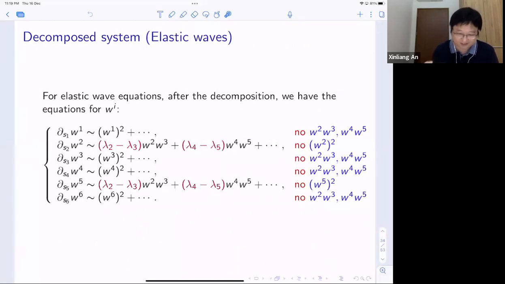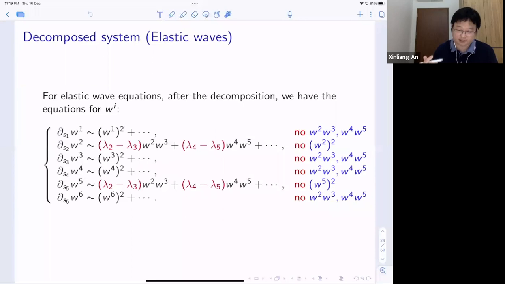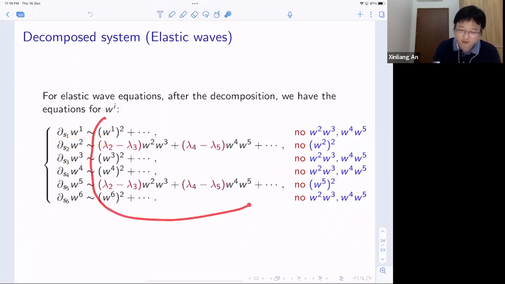So what is the system we need to deal with? Using rho I, wi, and vi, we have the following system for the wi's. There are many very important nonlinear structures here. For example, consider the equation for w1. The w1 will be the only quantity which blows up at the shock formation time. All the other quantities will be bounded. So we will have a Riccati type term here.